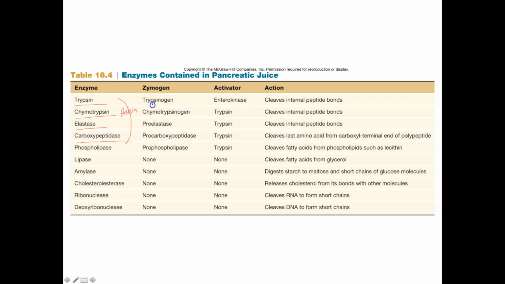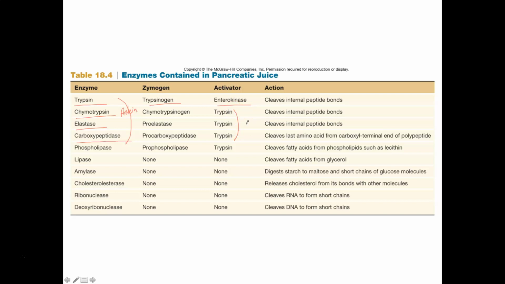The trypsinogen is also a zymogen. It's an inactive protein, just like pepsinogen. So pepsinogen had to be activated by hydrochloric acid. Trypsinogen is actually activated by a brush border enzyme called enterokinase. So enterokinase is in the plasma membrane of the epithelial cells in the duodenum, and that is activating trypsinogen into trypsin. Then you'll notice that the rest of the protein digesting enzymes, chymotrypsinogen, proelastase, and procarboxypeptidase, are all activated by trypsin. So trypsin becomes the activator.